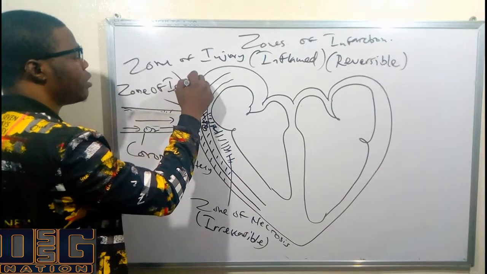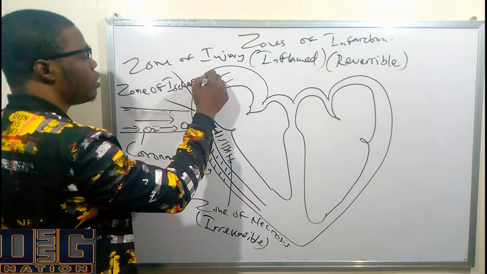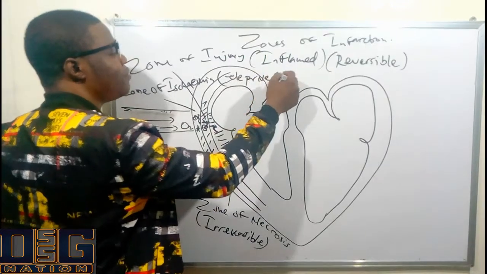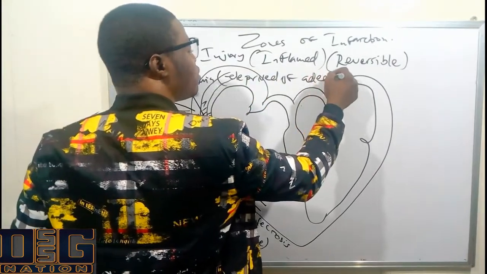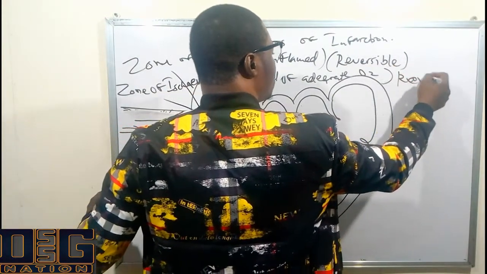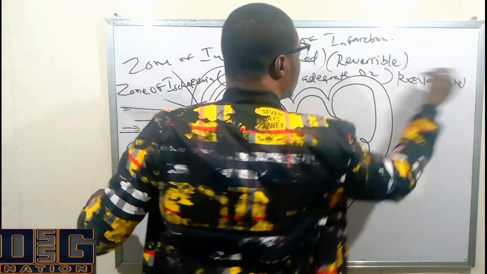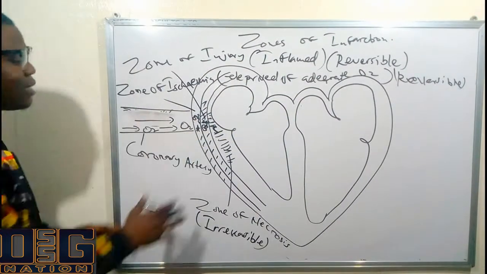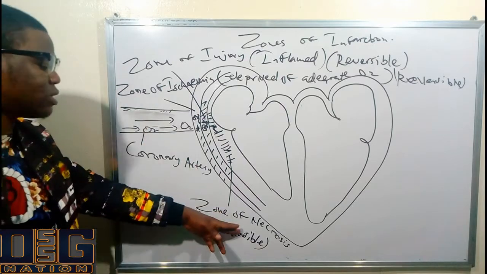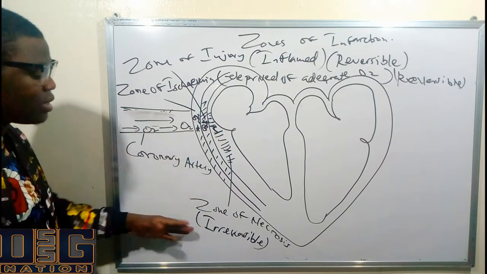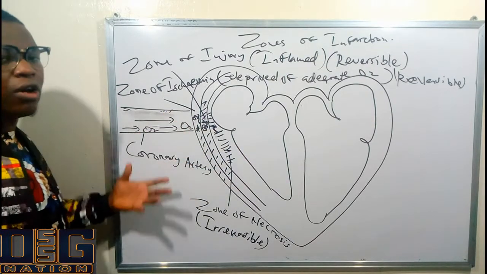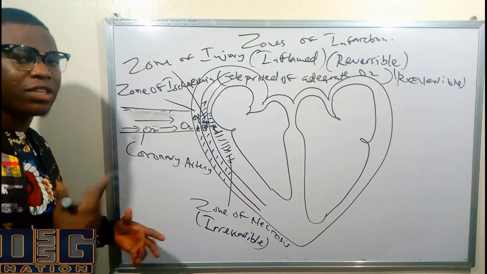The zone of ischemia. So this zone, they are only deprived of oxygen. They are deprived of adequate oxygen supply, and they are reversible as well. So these are the three zones of infarction. The first one is the zone of necrosis. The zone of necrosis, they are irreversible, and the cells that are there are dead. And that is due to the prolonged starvation or deprivation of oxygen.